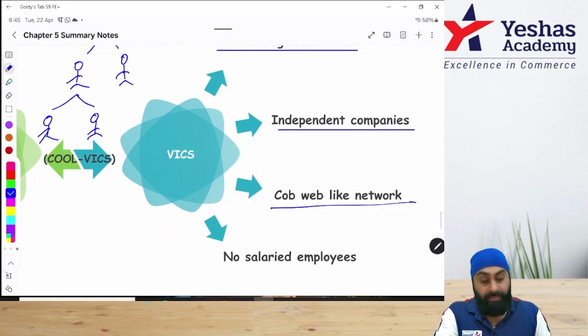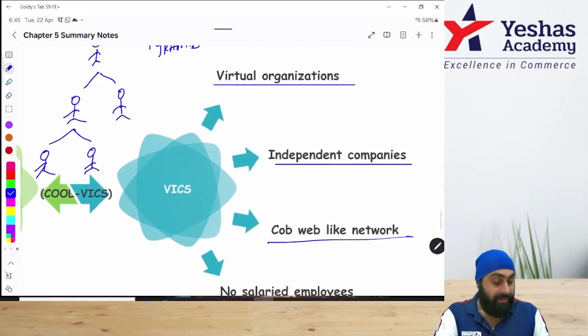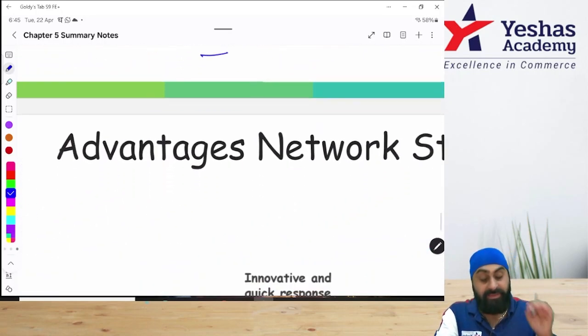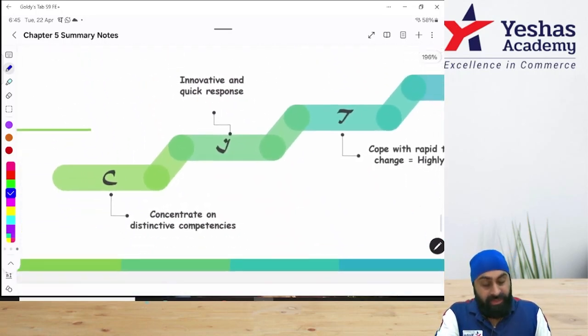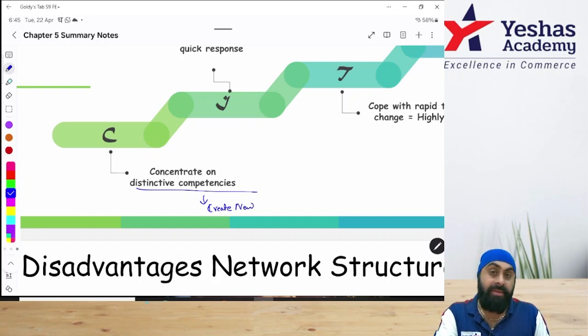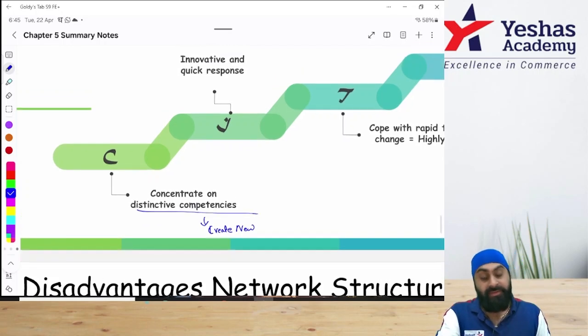It is a cobweb-like network. As you see, it's a cobweb-like network. And there are no salaried employees, so there is no fixed cost. This is the beauty of it. So what is the advantage of it? The advantage is you can concentrate on distinctive competencies. So you can create new products as you're not bothered about distribution, because distribution is going to be taken care of by the customers only. So that is a very good thing.